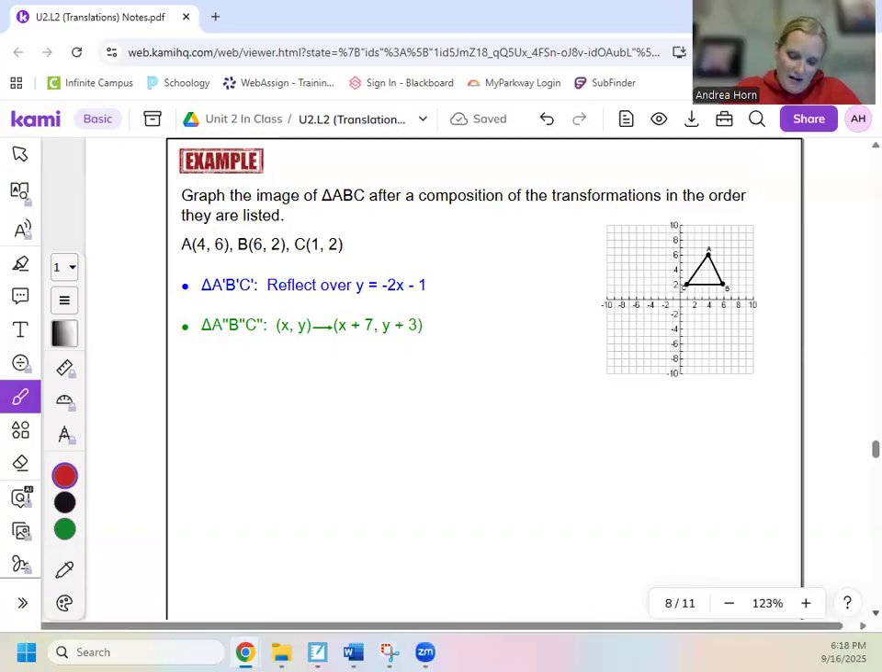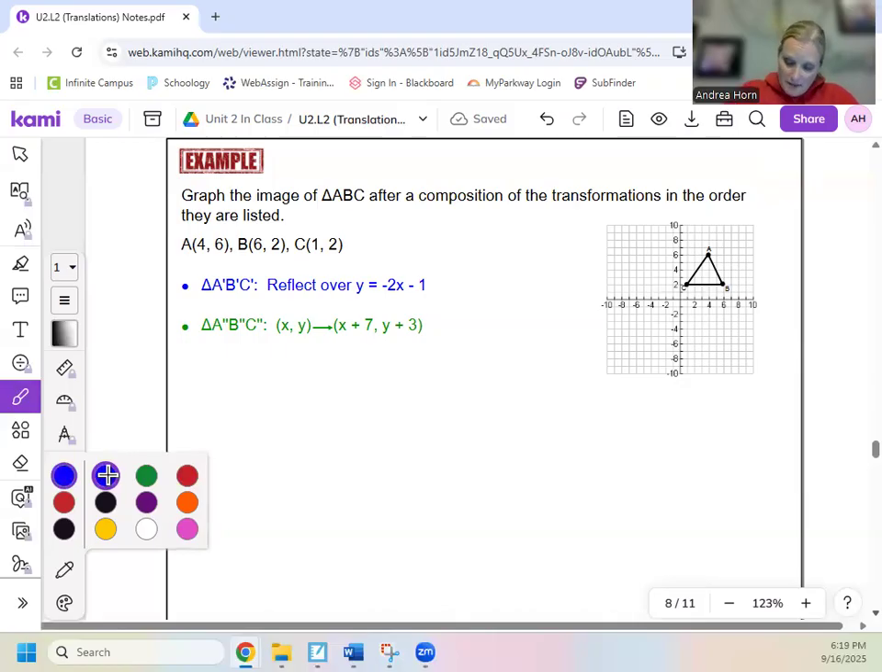So here it says graph the image of triangle ABC after a composition of the transformations in the order they are listed. A is (4, 6), B is (6, 2), C is (1, 2), reflected over y = -2x - 1. Okay, so pause the video and reflect over that line.